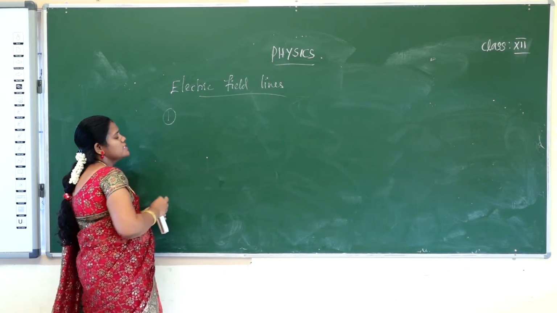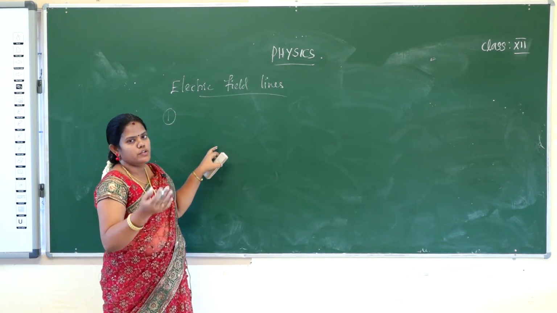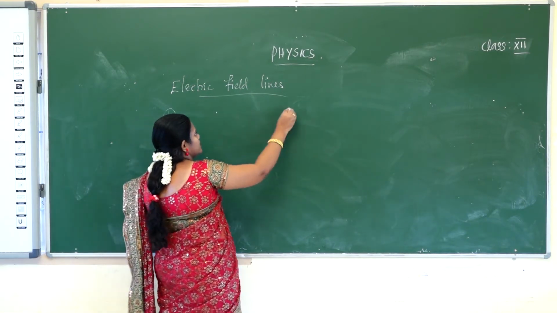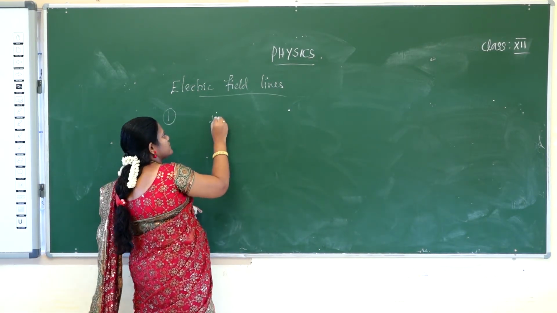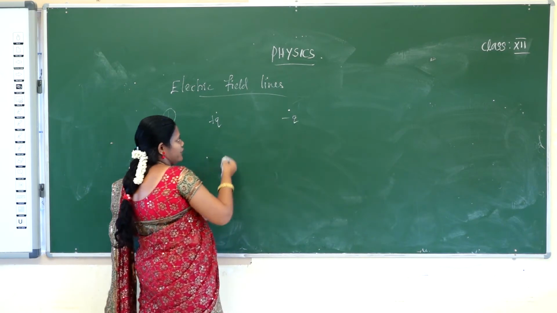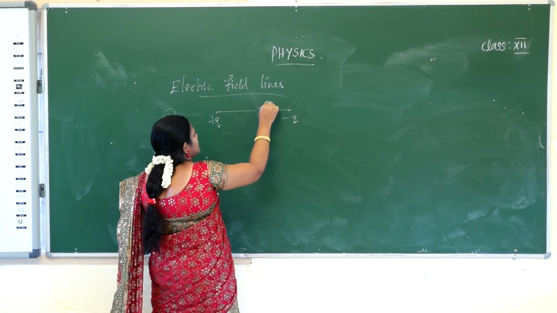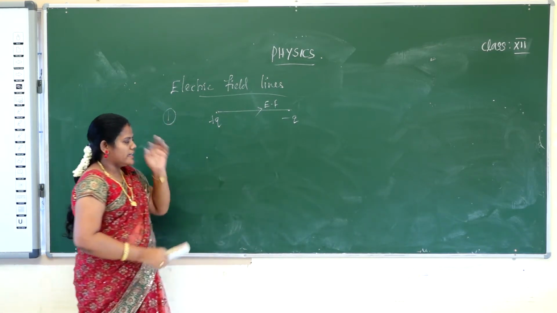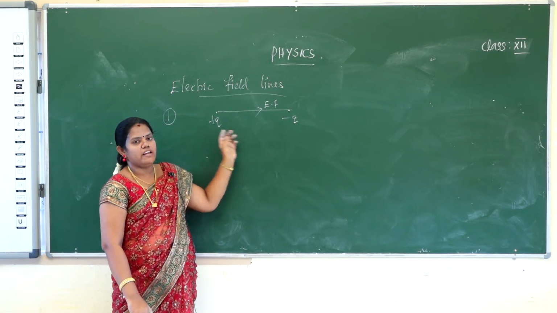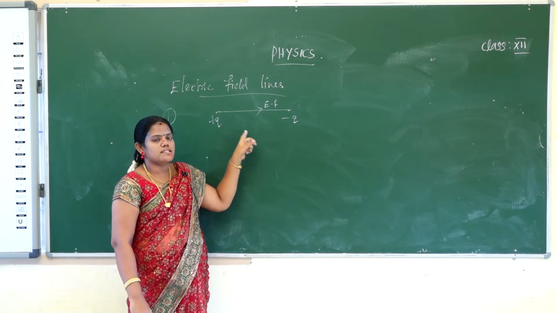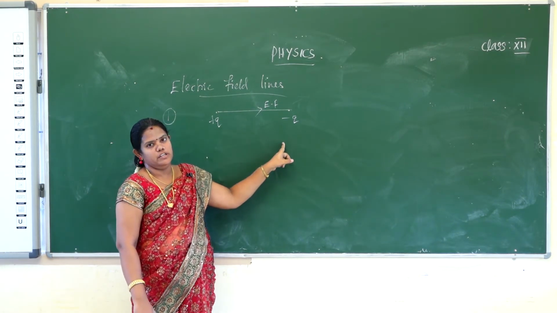The first property: electric field lines start from a positive charge and end at a negative charge. Suppose you consider two charges, a positive charge and a negative charge. The electric field starts from the positive charge and ends at the negative charge. That is the electric field lines, which give the line for the electric field. So the first point is that the electric field always starts from a positive charge and ends at a negative charge.